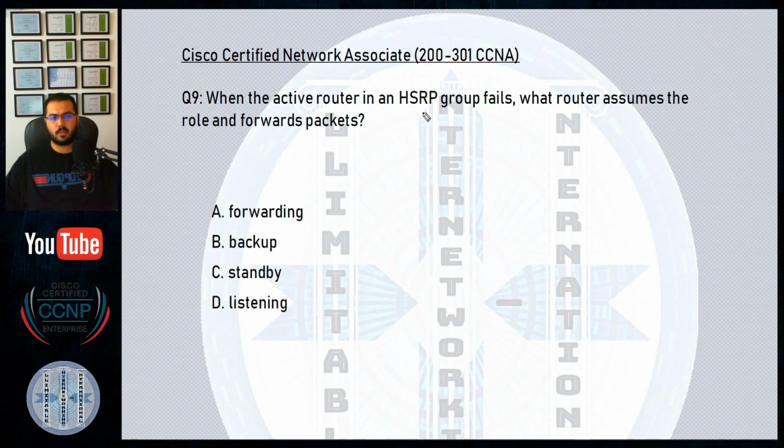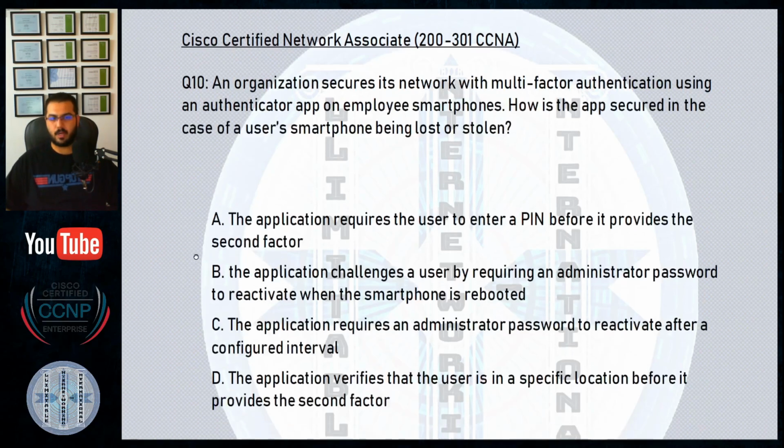When an active router in an HSRP group fails, which router assumes the role and forwards packets? Means who is the backup guy here? In an HSRP group, the backup guy is called the standby router. So if there is a standby, pick that one. If it was VRRP, then the master is the main one and the backup router will be the backup one. It's obvious in VRRP.